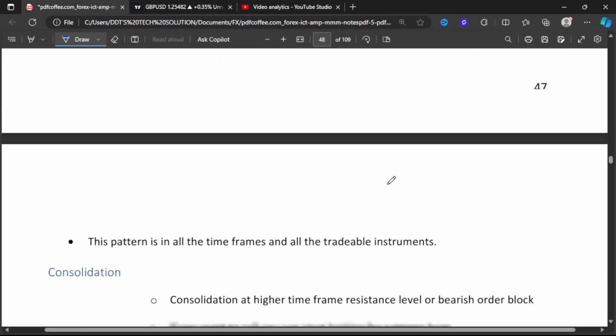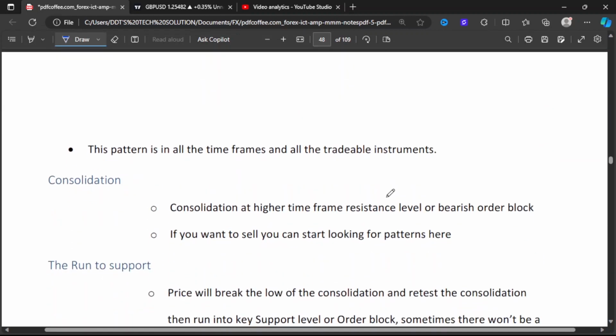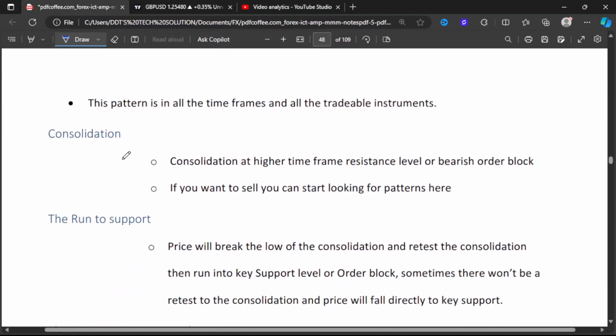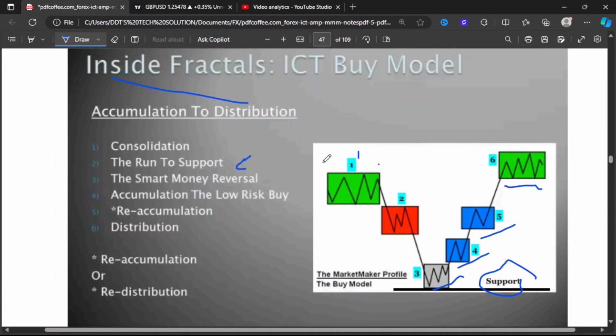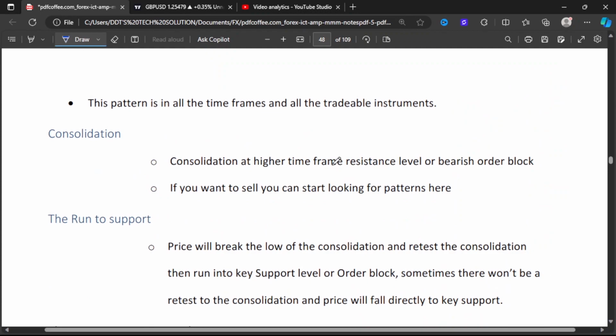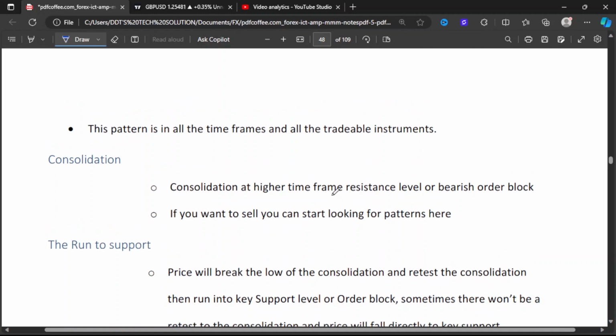So now let's continue. So on the consolidation, let me explain this. Consolidation at a higher time frame, resistance level or bearish order block. If you want to sell, you can start looking for patterns here.